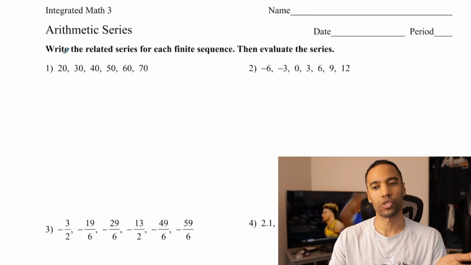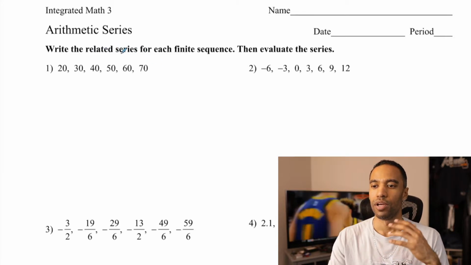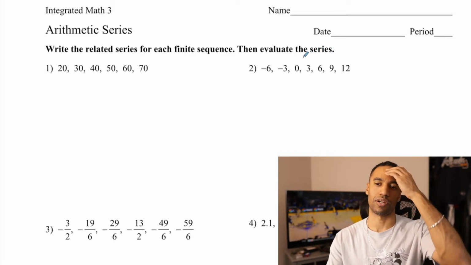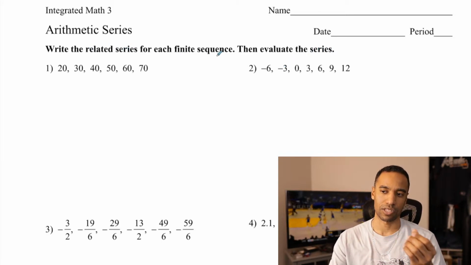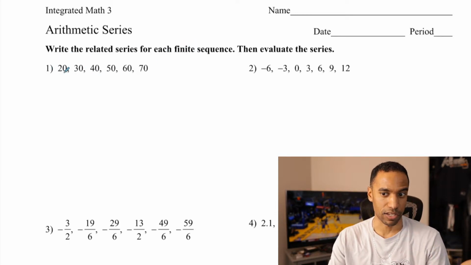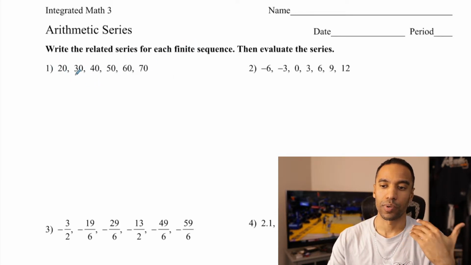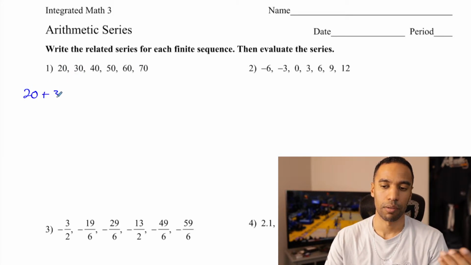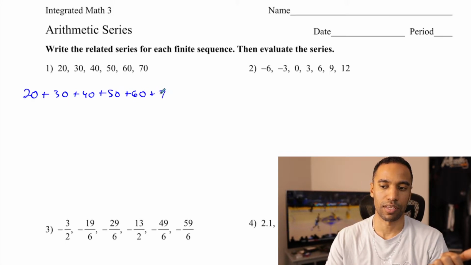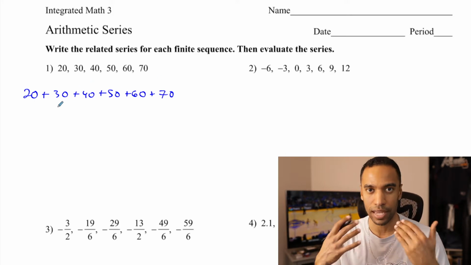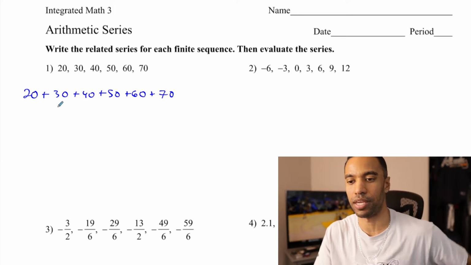So this first question says, for the first four, write the related series for each finite sequence, then evaluate the series. Finite means that it terminates, it ends at some point right here. To write the series for it, it's the sum of all these terms. So I'd say 20 plus 30 plus 40 plus 50 plus 60 plus 70. Not very hard to do, but that's making sure that you know how to do it, reinforcing the idea and the pattern of what a series actually is.